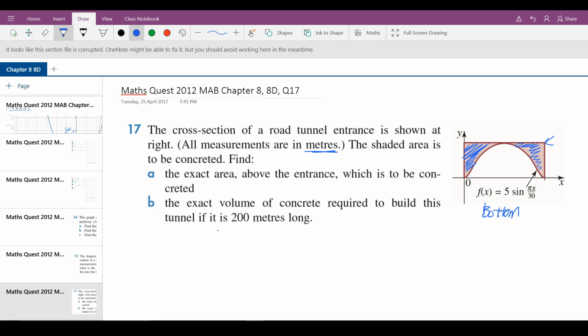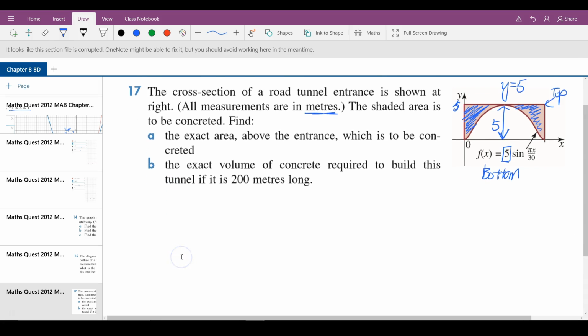It doesn't look like it, but the tricky thing is, let's look at the amplitude of the sine function, which is 5. So that means it goes up 5 and goes down 5. So the tunnel has to be at least 5 high. That's where your second function, your top function, is y equal to 5, because the measurements are in meters and the tunnel has to be at least 5 meters high.